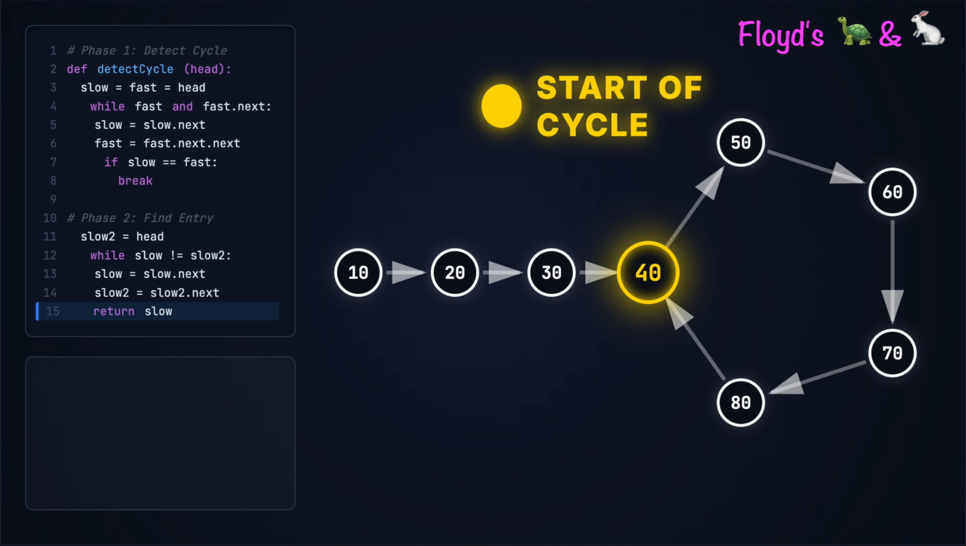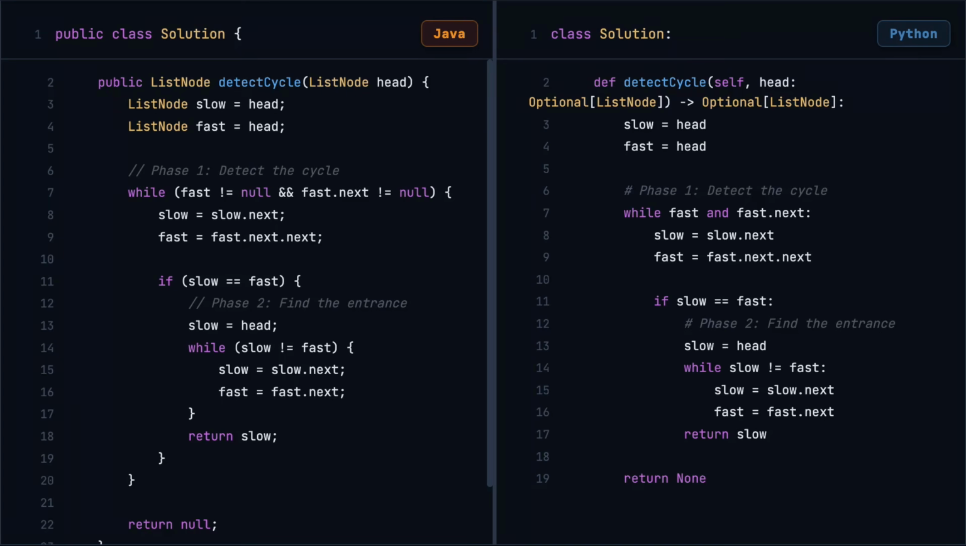The time complexity is O(n) because we traverse the list linearly, and the space complexity is O(1) since we only use 2 pointers. Now let's go through the code with Java on the left and Python on the right. We start by initializing our 2 pointers, slow and fast, both pointing to the head of the linked list.